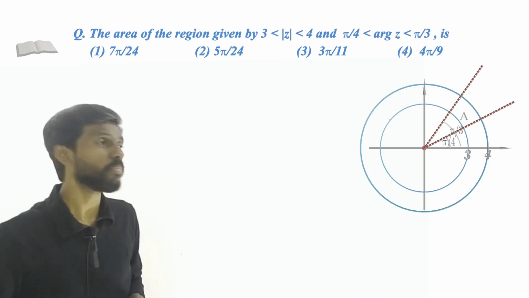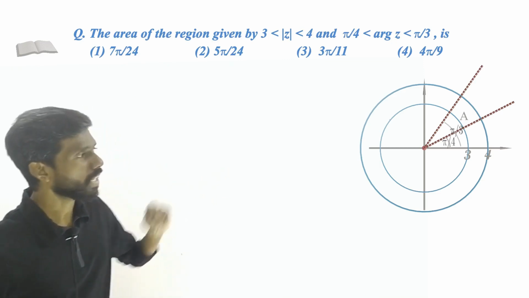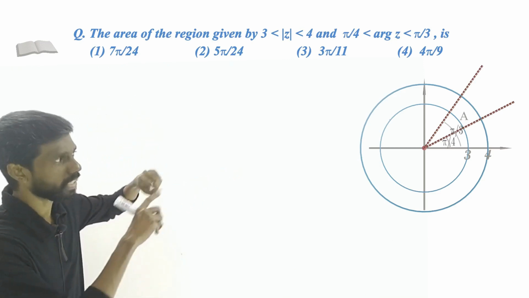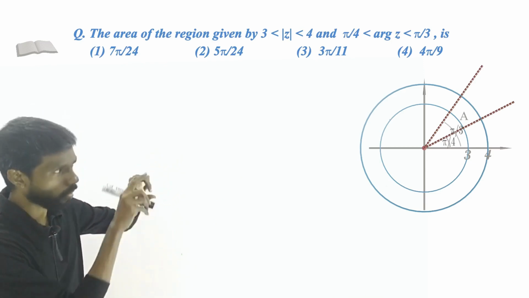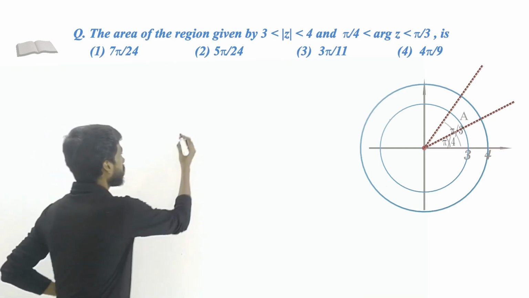So what do we have to do? It is like the area of a sector, right? Area of sector, correct? So how will you find the area of the sector? It's not the complete area of the sector. So take the area of the bigger sector and the area of the smaller sector is subtracted. Okay, only that remaining portion. Okay, so area of sector.